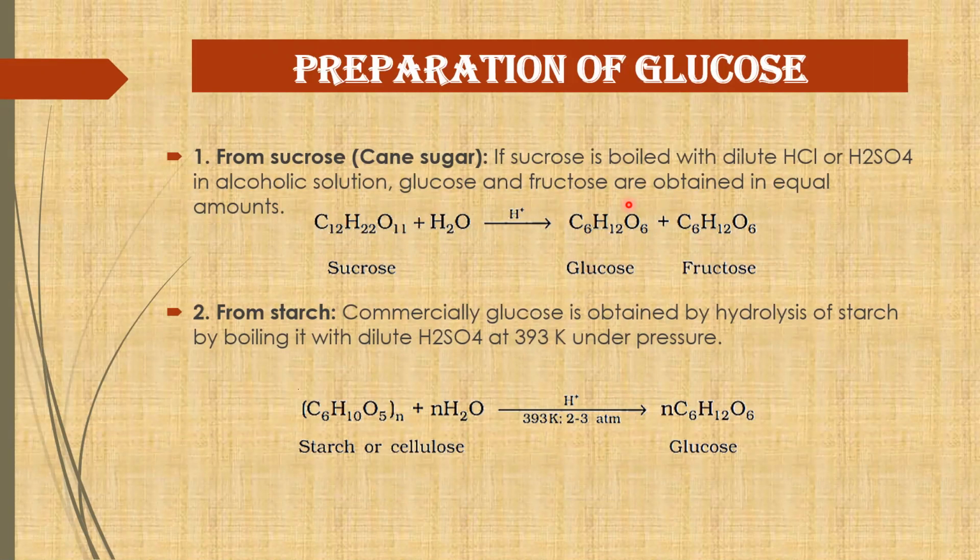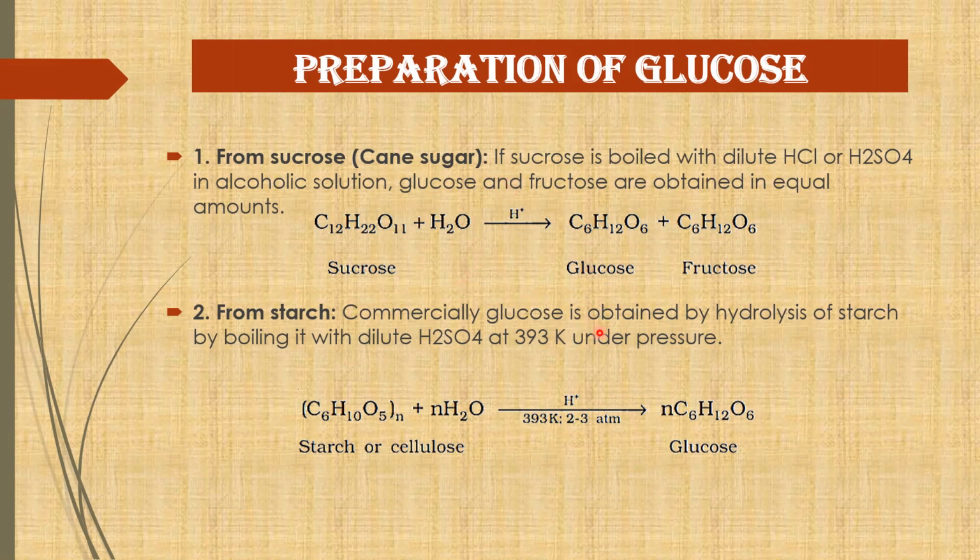How can we obtain glucose? First, we can obtain glucose from sucrose. Now, sucrose is obtained in cane sugar. Cane sugar means the long sticks, which you call celery. Mainly in the Holi season, this fruit is available. So, if sucrose is boiled with dilute HCl or H2SO4 in alcoholic solution, glucose and fructose are obtained in equal amounts. Next, we can even obtain glucose from starch, which is also termed commercial production.